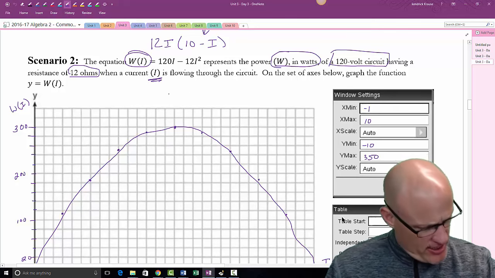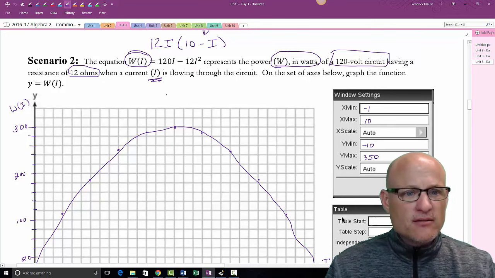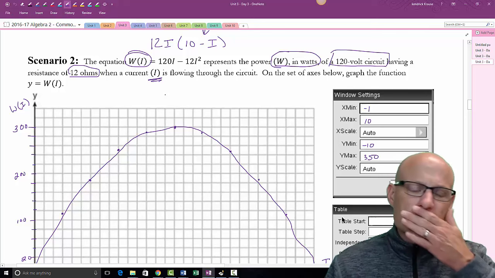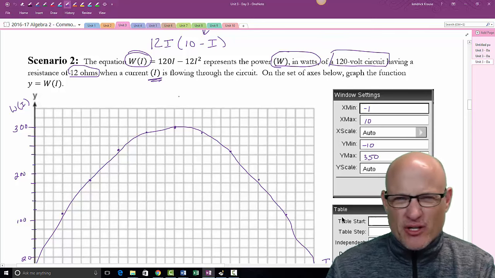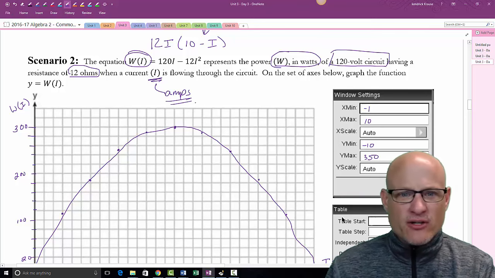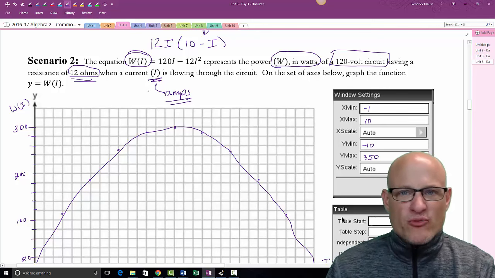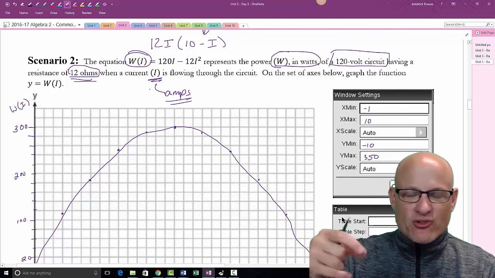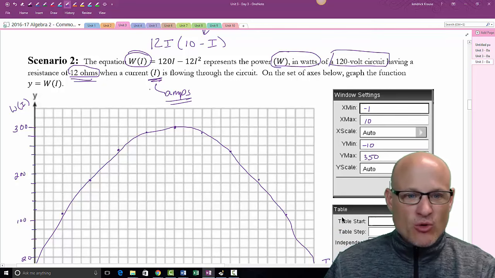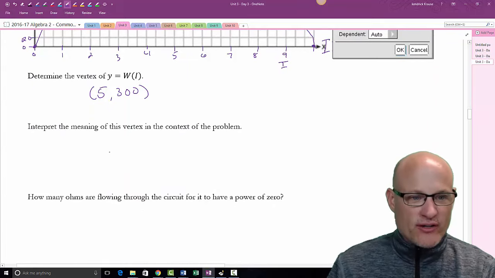The only thing that I don't like about this is they don't tell you what the units for current is. The unit for current is amps. They should have told you that. I know they have this 12 ohms, but ohms is like a resistor. It stops or slows down current somehow. So I'm going to have to maybe change that problem, make sure you know that current is in amps.